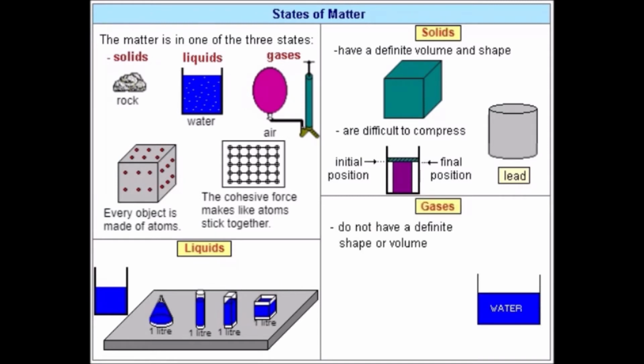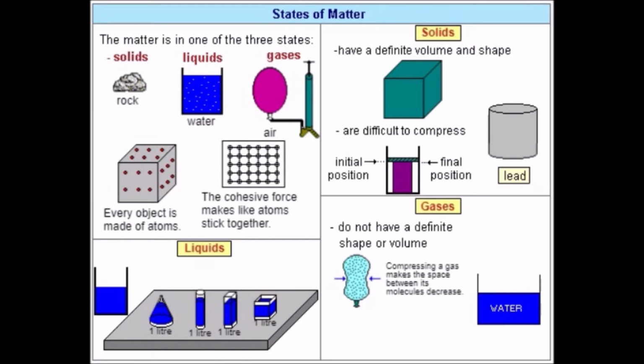Gases. Gases do not have a definite shape or volume. A gas occupies the whole volume which is at its disposal. Due to the fact that the distances between the gas molecules are very big, gases are very compressible.